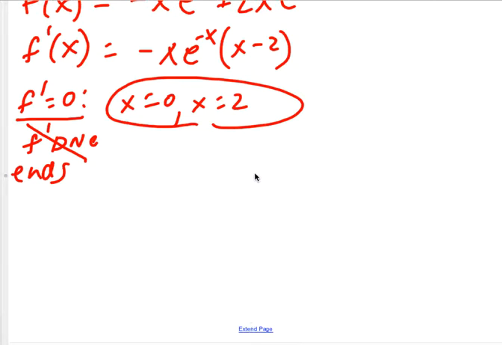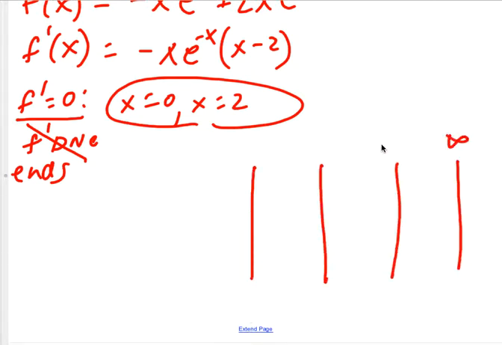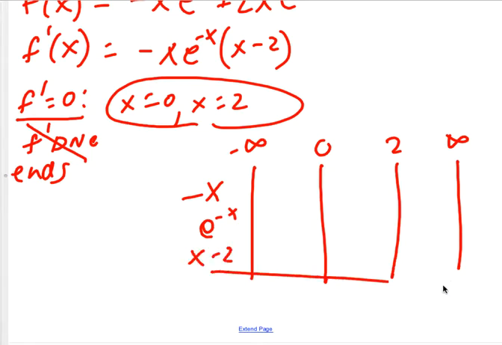All right, so on my sign chart, here's my infinity, there's my 2, there's my 0, there's my negative infinity. I have a negative x, I have an e to the stuff, in this case it's e to the negative x, and I have an x minus 2. So here's my f prime, and here's my f. Okay. So again, I label everything so it's really clear what I'm talking about.